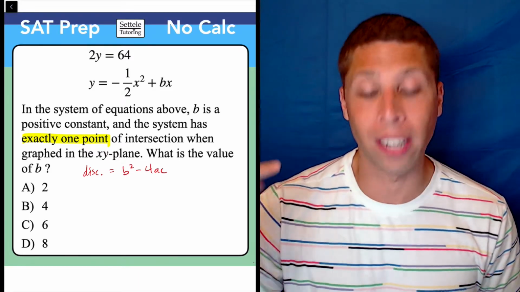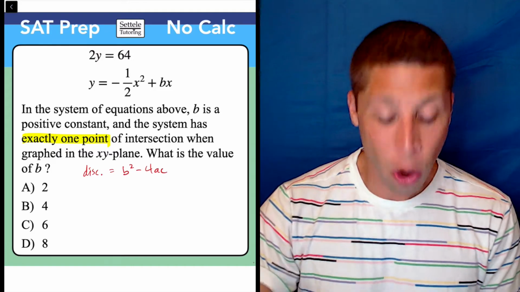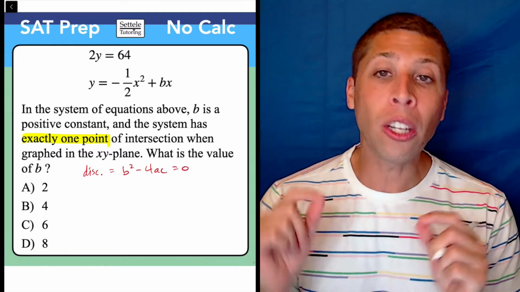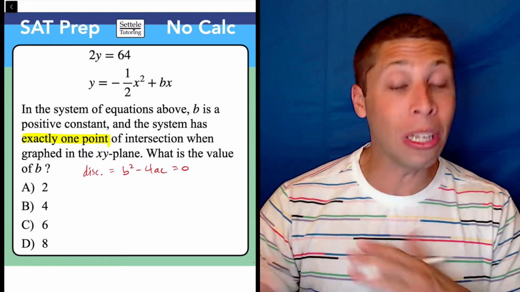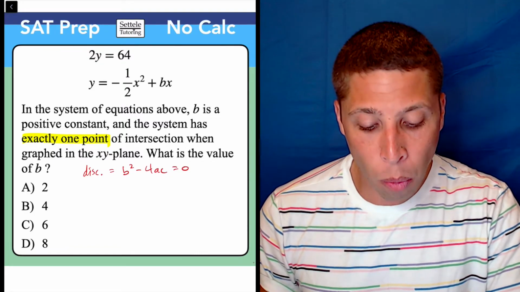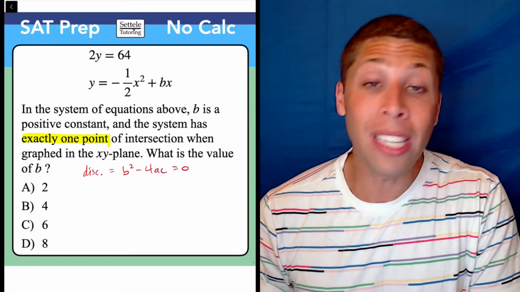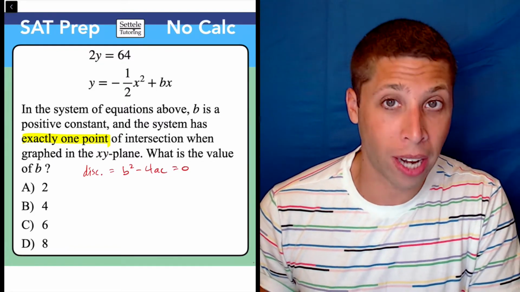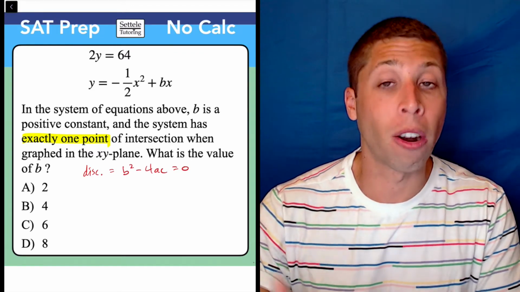So in this case, since we want it to have exactly one point of intersection, we want this to be 0. But we can only use this if we have one equation. We don't have that here, we have two. And so what we need to do to start this off is combine these into one quadratic equation in order to be able to plug it into our discriminant formula.